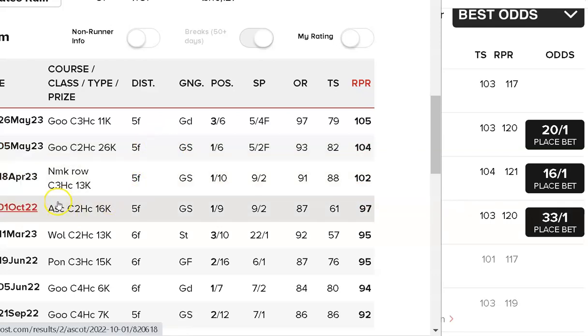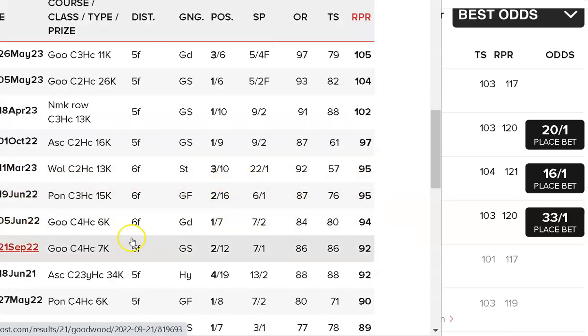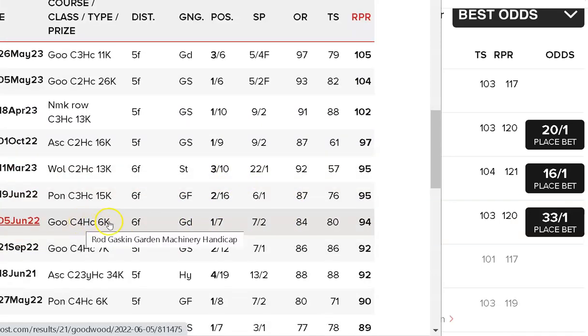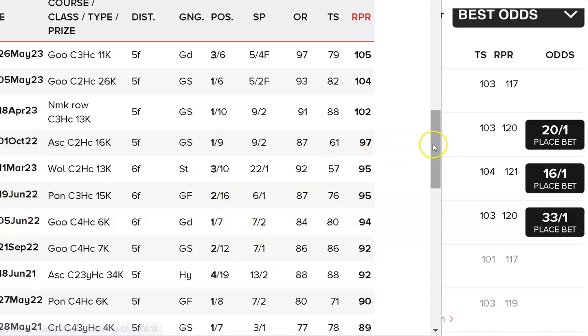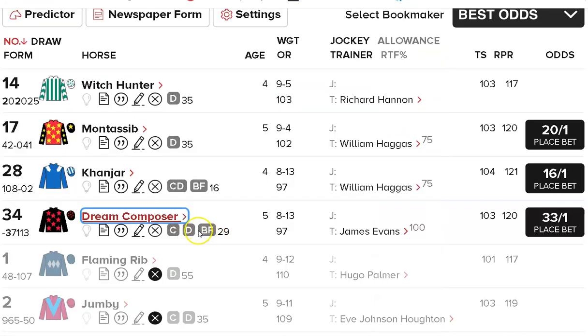He has won at Ascot off 87 over 5 furlongs, and he has got a win at Goodwood in a Class 4 off 84 over 6 furlongs. But I just don't think he's a strong stayer, so I'm going to take him out. 33 to 1 as well.